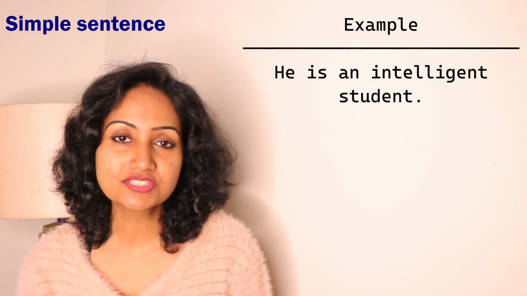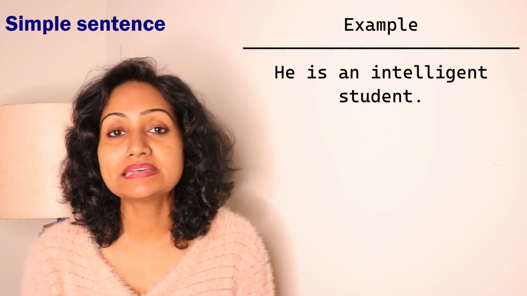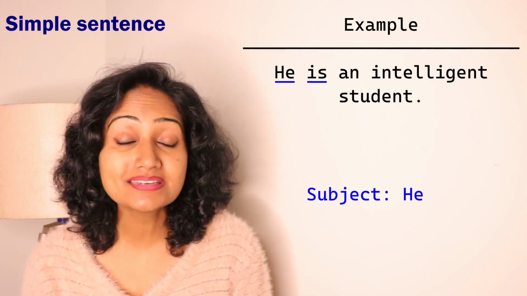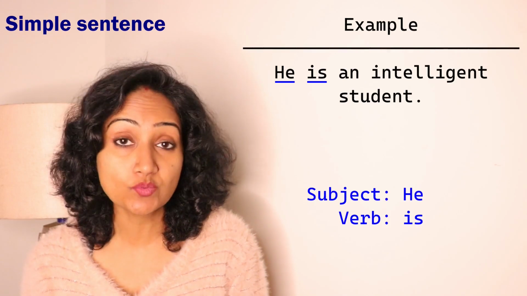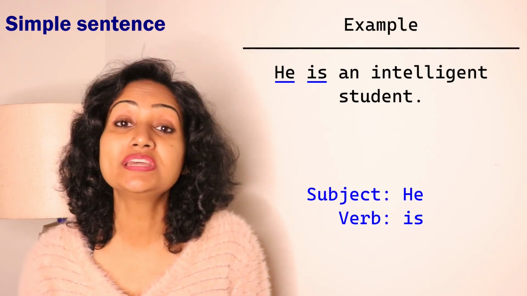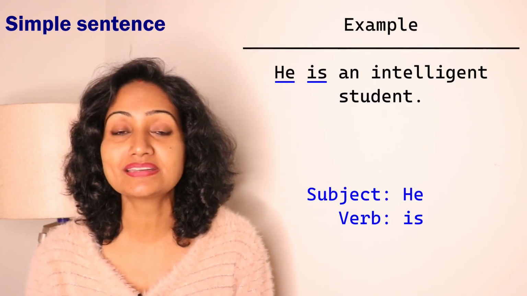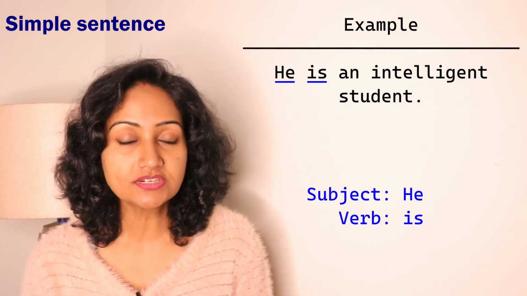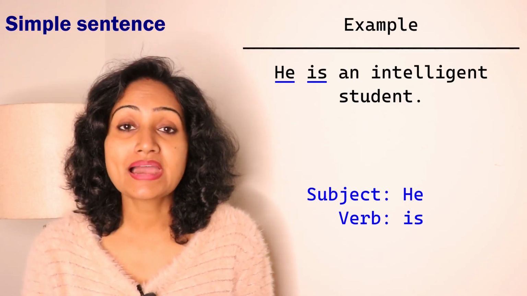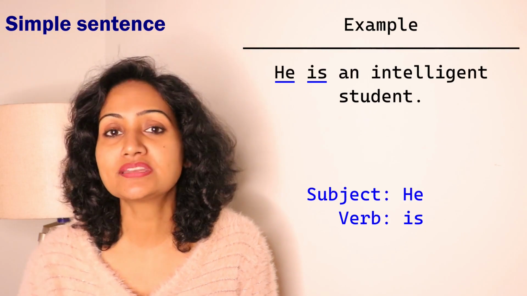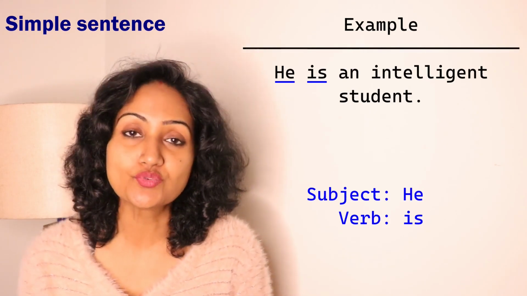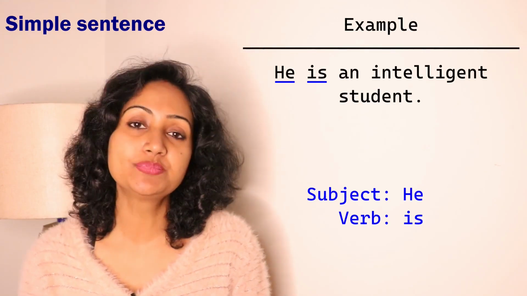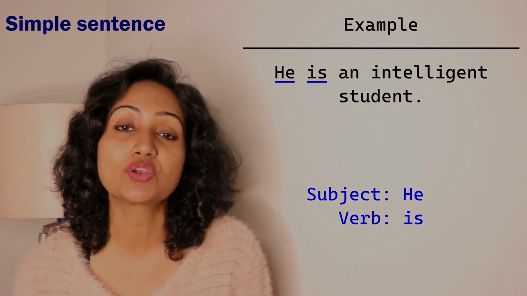He is an intelligent student. So here he is the subject and is is the verb. However, is is the helping verb, but when there is only one verb in a sentence, that acts as a main verb. So here this helping verb acts as a main verb because there is no other verb. So he is the subject and is is the verb. So again, this is a simple sentence or an independent clause.